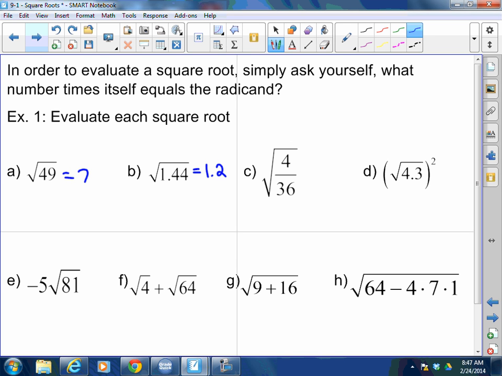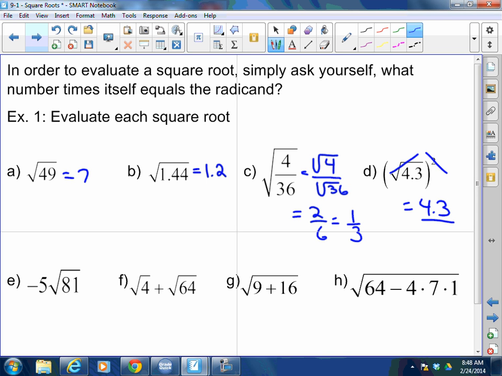When you have a fraction inside of a square root, you are allowed to break that up into the square root of 4 over the square root of 36, which then would become, what's the square root of 4? 2. What's the square root of 36? 6. Which then would reduce to 1/3. Very good. The square root of 4, 3 squared. That's right. When you raise a square root to a power of 2, the square root and the power of 2 cancel, and I'm left with 4.3.